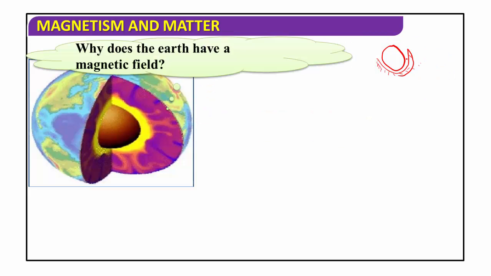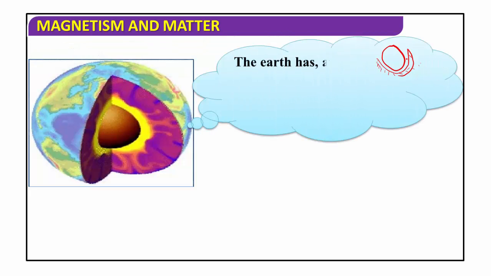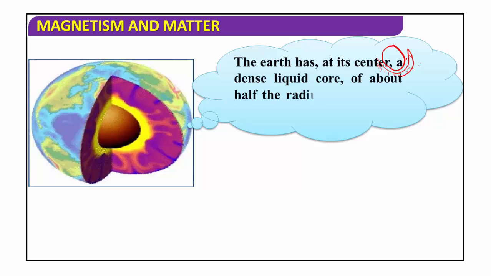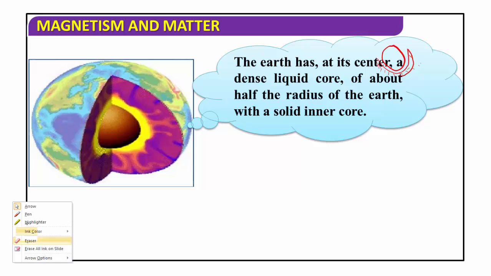Why does the earth have a magnetic field? The earth has at its center a dense liquid core of about half the radius of the earth, with a solid inner core.